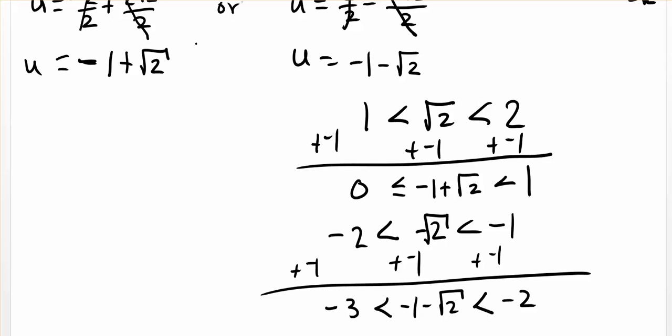A lot of people just plug these things into their calculator and find out the value that way, but I like to evaluate it without a calculator and to show you how that can happen. So we know that this first solution for u is between 0 and 1, and this second solution for u is between negative 3 and negative 2.